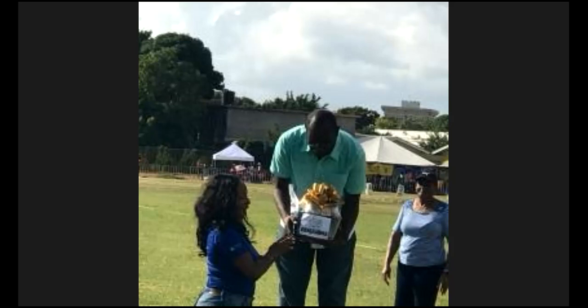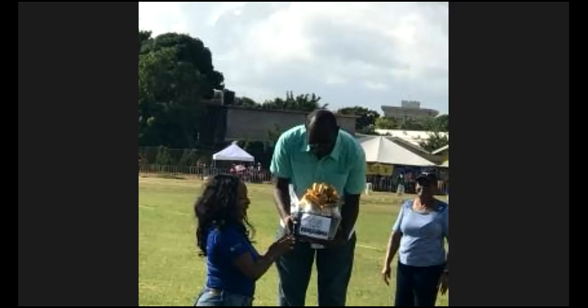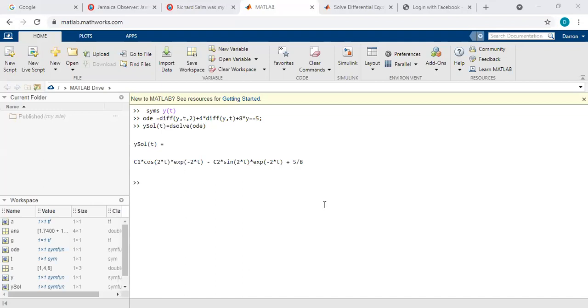Where are we? Give me a sec. Oh, okay. I'm trying to find back the MATLAB screen. All right, so suppose we have that.